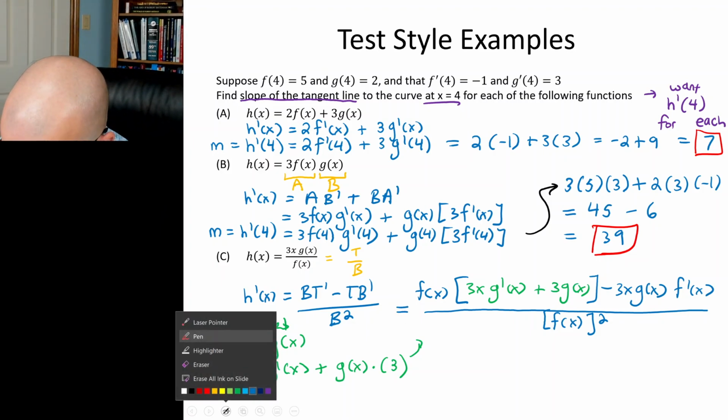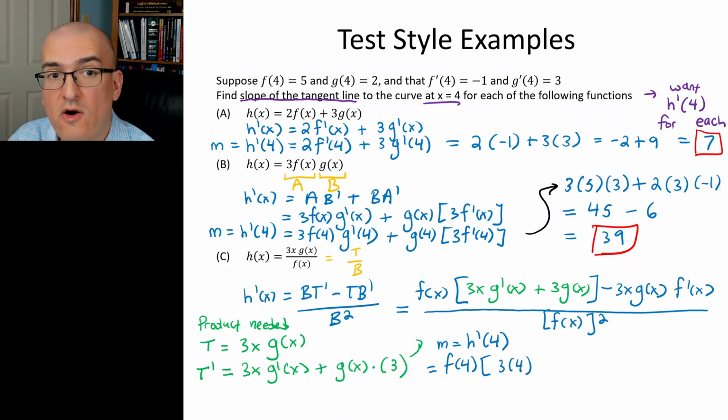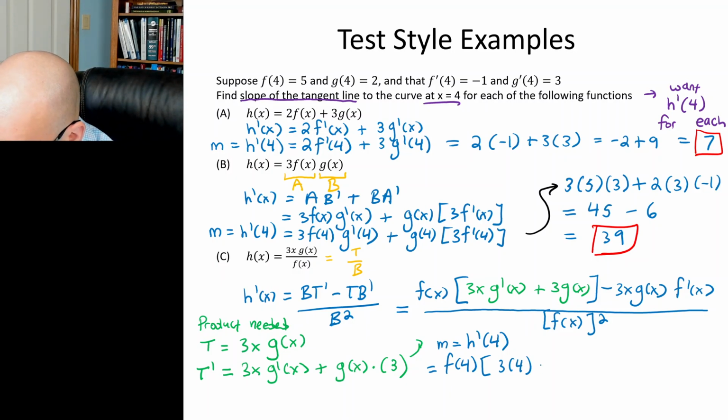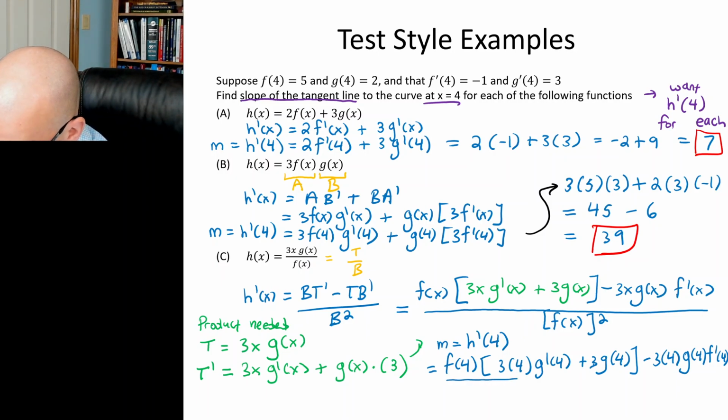Now we'll get the slope. H prime evaluated at 4, which is going to be f of 4 times 3 times 4, since we're replacing all the x's with 4s, including that x that's there, times g prime of 4, plus 3 times g of 4, minus 3 times 4 times g of 4 times f prime of 4, all divided by f of 4 all squared.